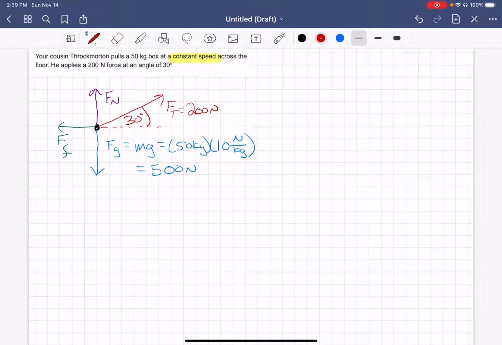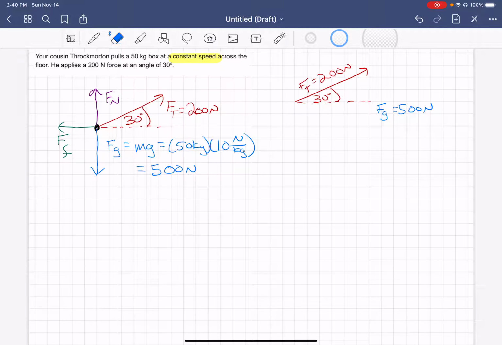The next thing I'll do is rearrange my free body diagram into a vector addition diagram. I'm going to show all of the same arrows, but instead of drawing them all starting at the same point, I'm going to draw them tip to tail from each other. And I know that because this object is moving at a constant speed, it has balanced forces, which means my vector addition diagram has to be a closed shape.